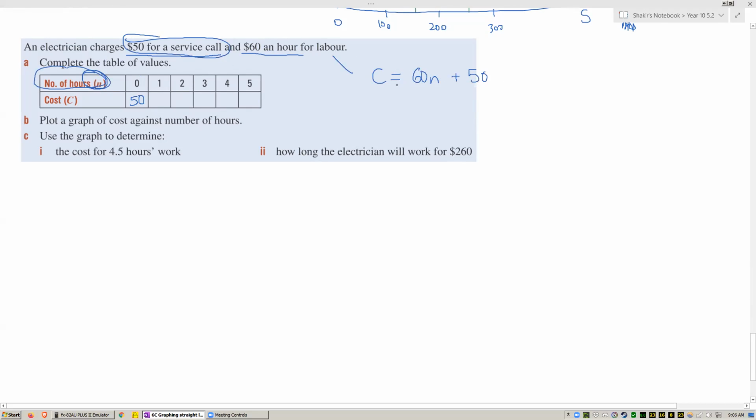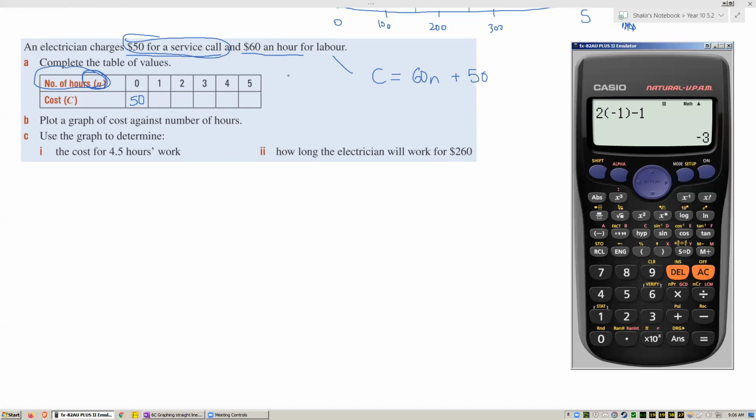And now we can simply use our calculator. Let's sub in 1 for N. And here's a quick tip. It's going to help you a lot when you're doing a table of values. Anytime you have the variable, N, we're going to use ans. So I'm going to write 60 ans plus 50. I'm just going to press equals and ignore that for the time being.